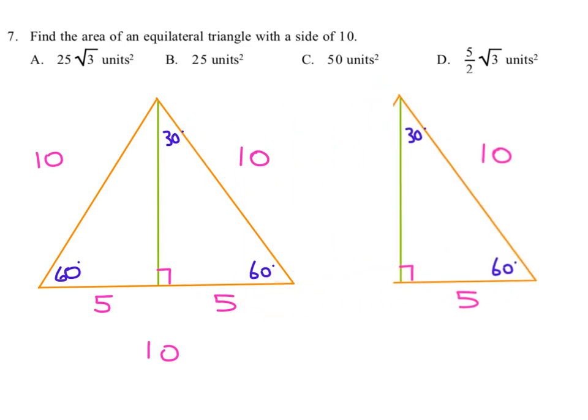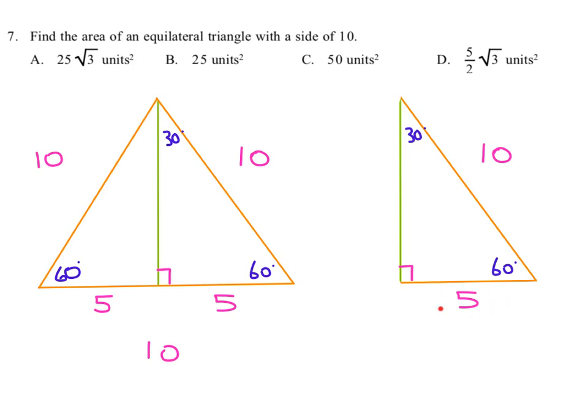Why do I want to do that? Because look, we've got a 30, 60, 90 right triangle. I'm not sure I can erase, but let's see if I can. Yeah, I can. Good. Let's clean up a little. And what do we know then? Well, we know we can find out what the altitude is because we've got a 30, 60, 90 right triangle.